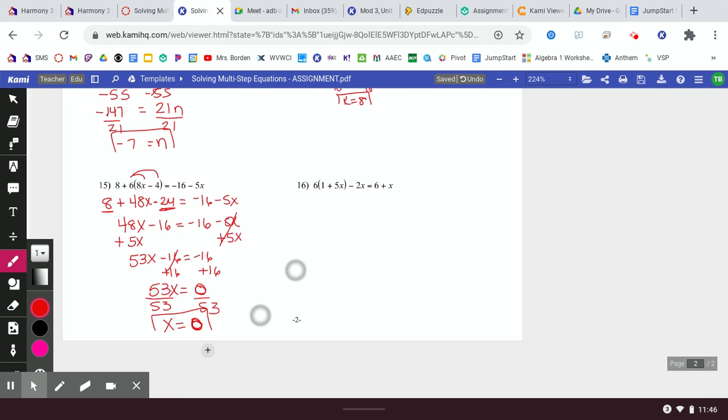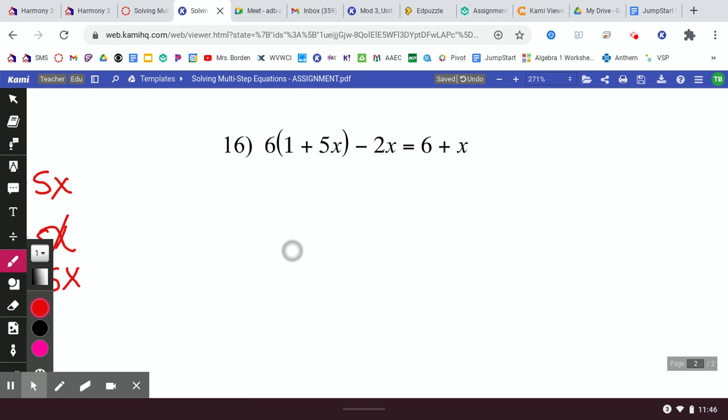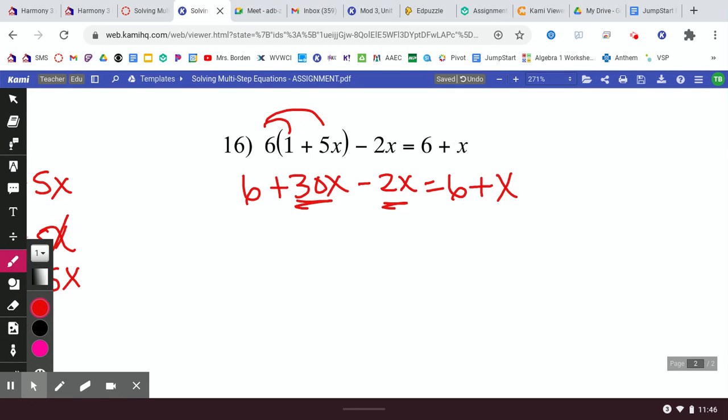All right, Cole, last one is for you. What's the first step? Yeah, we're going to distribute that 6, right? So that gives us 6 times 1 is 6, and 6 times 5 is 30x, and then I'm just going to write the rest of it because I haven't messed with that at all. All right, anything to combine on the left? Yeah, I've got 30x and negative 2x. So I'm going to drop that 6 down. Now what's 30 minus 2? Yep, so 28x equals 6 plus x.